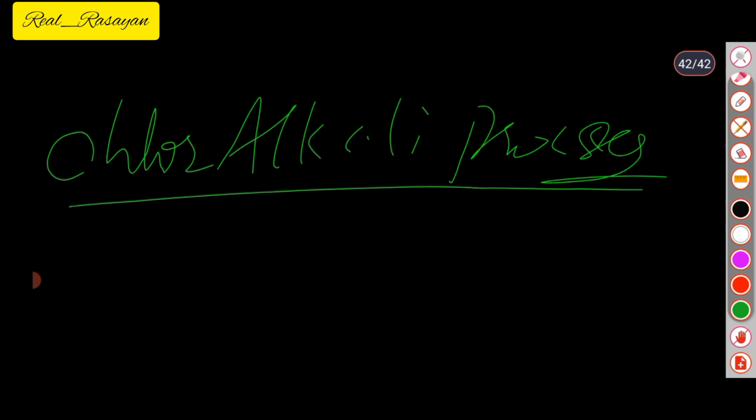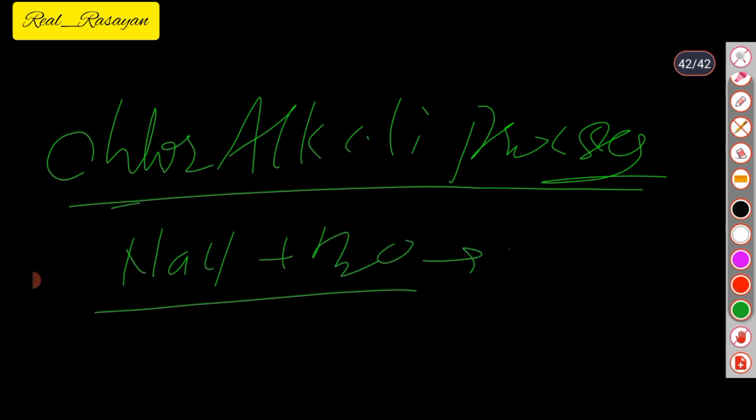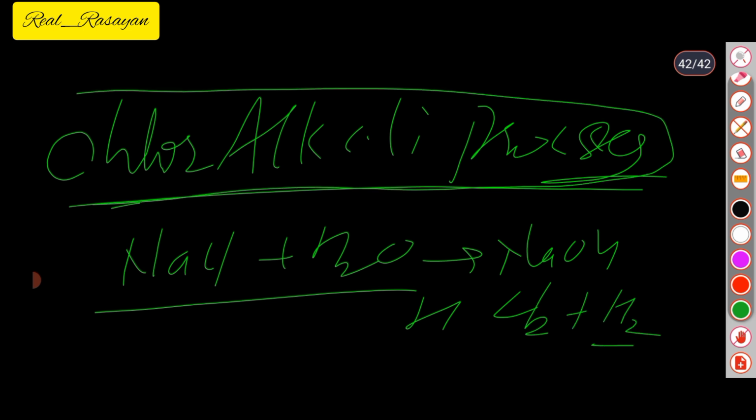Now a simple question regarding the chloralkali process. Chloralkali process is a process where brine solution, concentrated NaCl with water, is used, and it will give NaOH plus Cl2 and H2. Questions asked from this: what is the end product of this process? That is sodium hydroxide, caustic soda. Name the gases formed in the chloralkali process: Cl2 and H2 gas. What kind of solution is taken? Brine solution, concentrated NaCl and water.